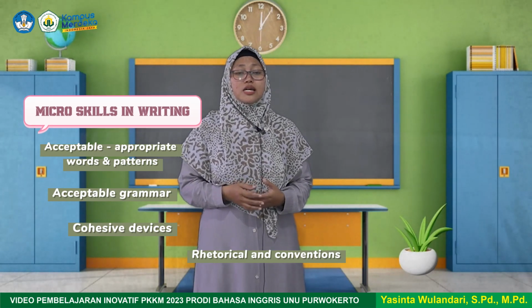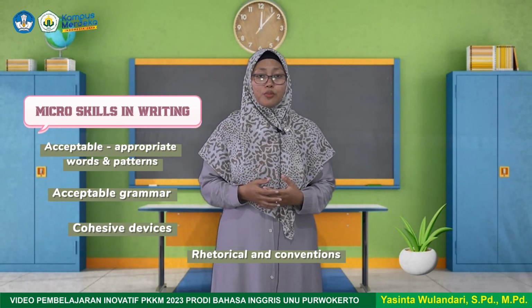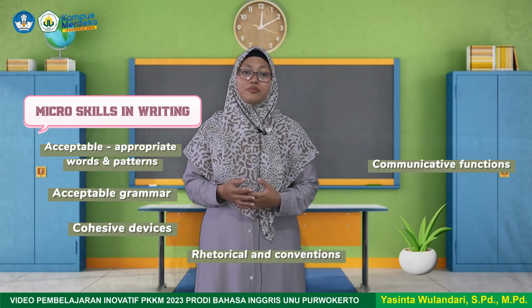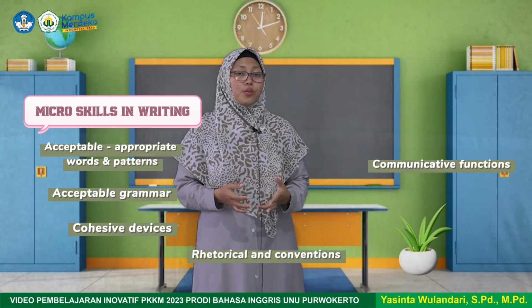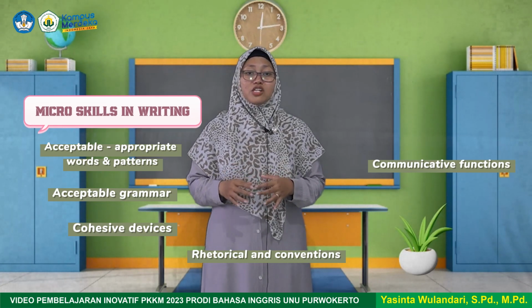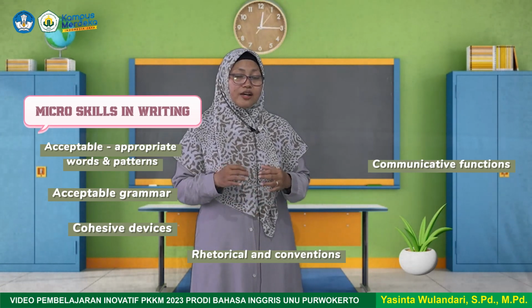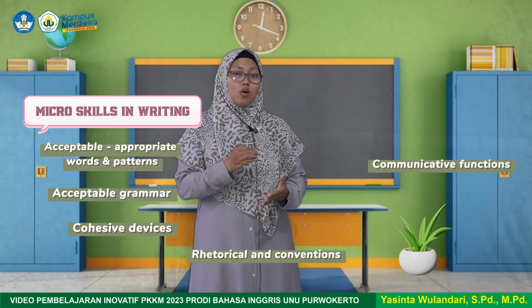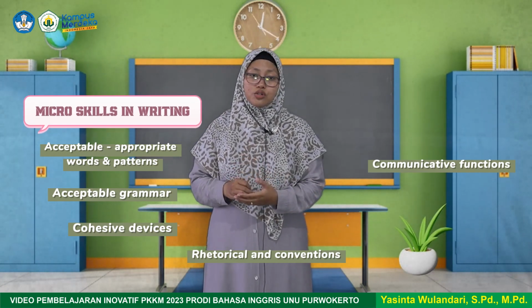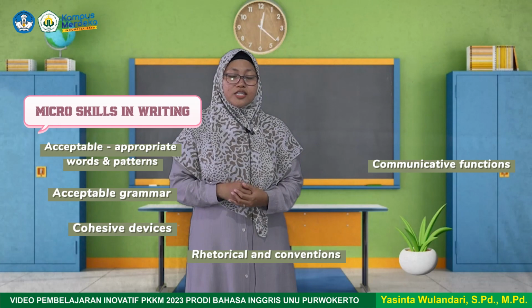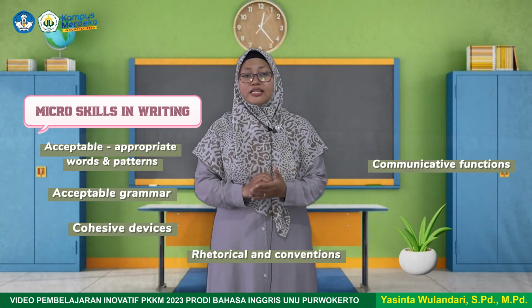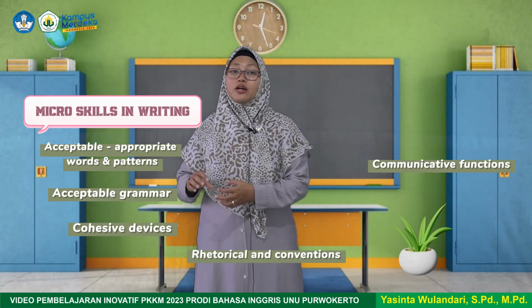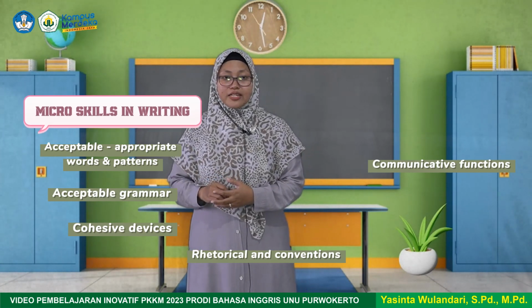And then the next one is to appropriately accomplish the communicative function of written text according to form and purposes. As we know, English has several genres, and different genres have different purposes and also different genre structures. So it's important for students to know the type of the text and its purpose to adapt to their goals or the purpose of their writing.